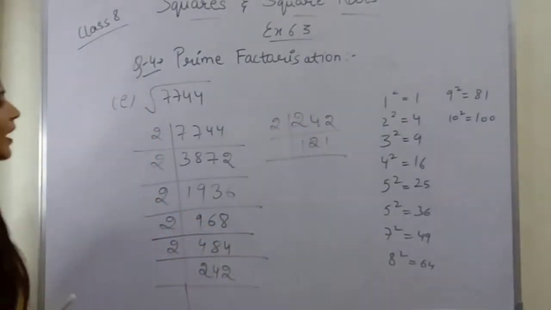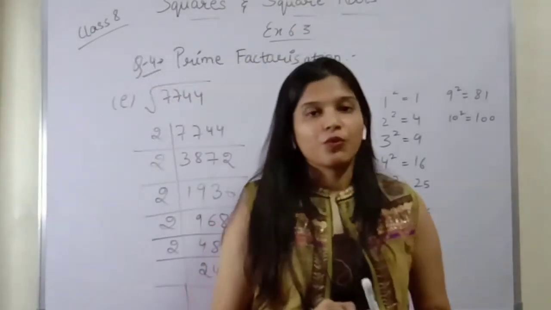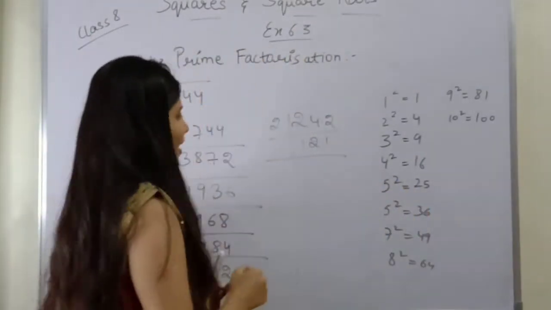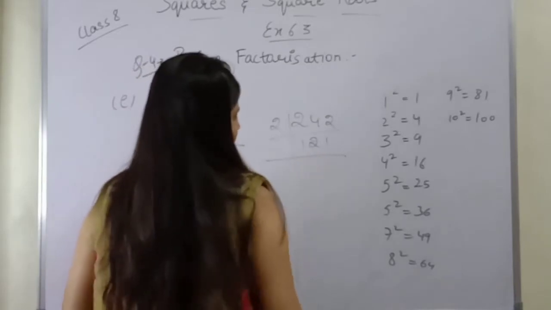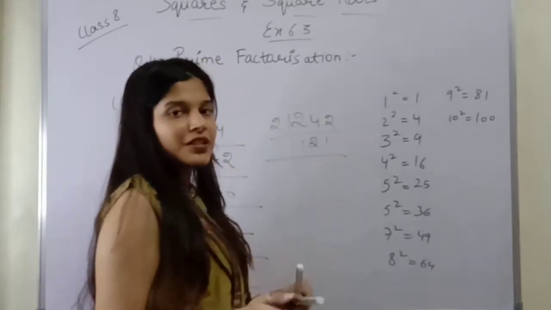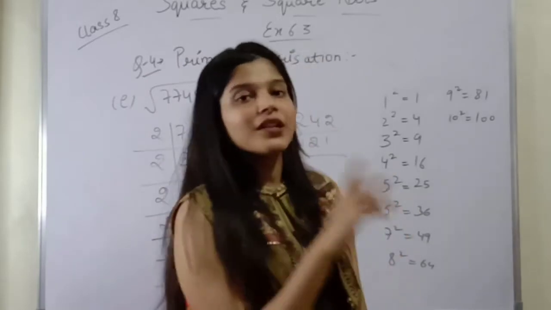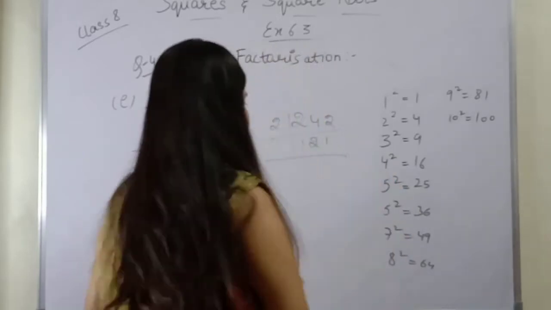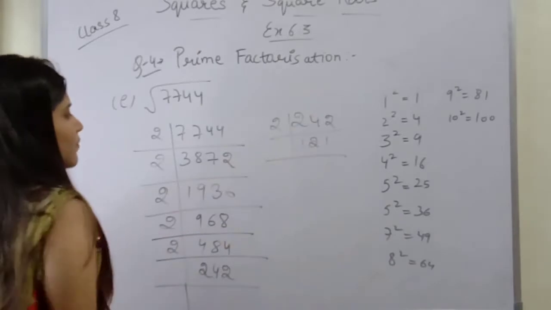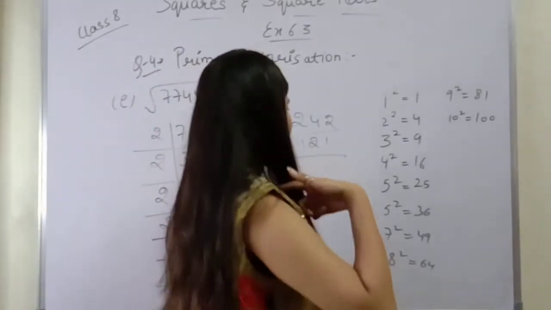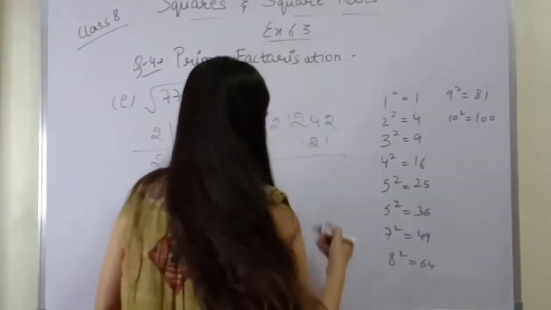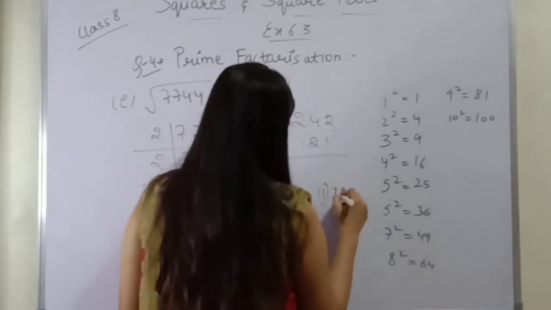Now 121 is not a multiple of 2 anymore. Okay, so now we will check by 3. 1 plus 2 is 3, 3 plus 1 is 4. 4 is not a multiple of 3. It means that this number is also not a multiple of 3. अब अगर हम इस नंबर को ऑब्जर्व करें, this number is 121. ठीक है. इसको 11 से डिवाइड करके देखते हैं.